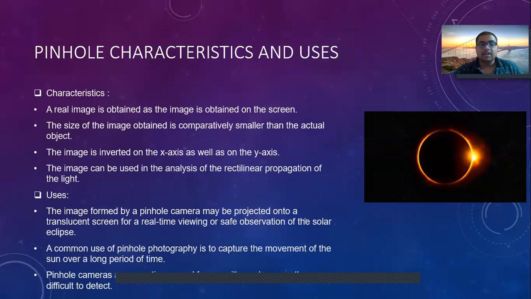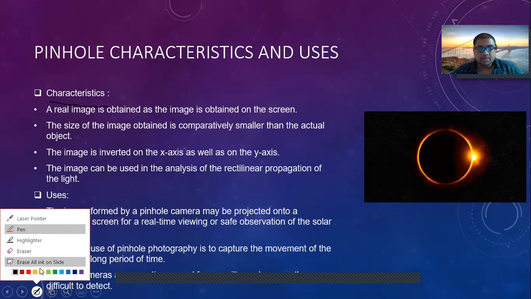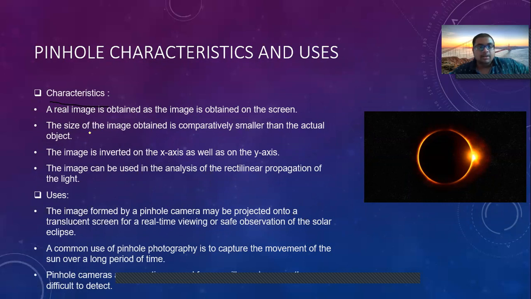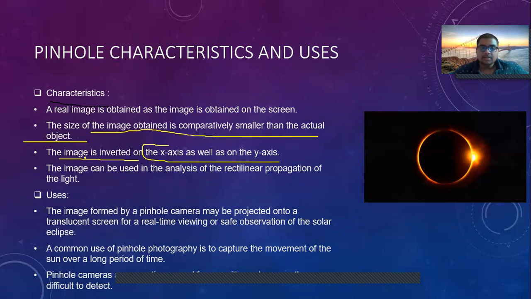Pinhole camera characteristics and its uses. So what are the characteristics? A real image is obtained, as the image is obtained on the screen. Correct? The size of the image obtained is comparatively smaller than the actual object. Yeah, that's the difference. The image is inverted. Don't go into the x and y axis, just remember the image is inverted in a pinhole camera.